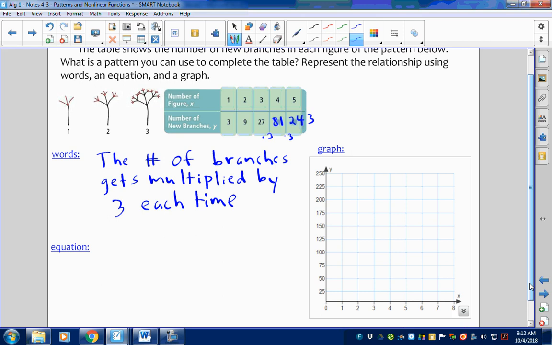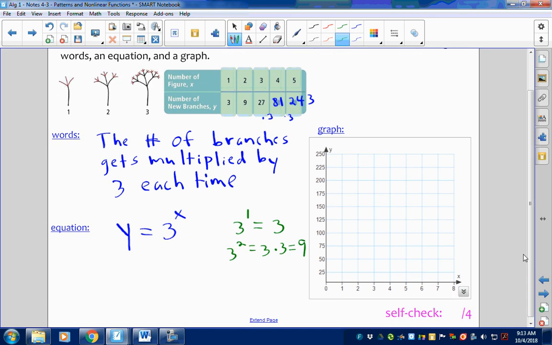It looks like this. It's y equals, the base is 3, and the power is the variable. It's 3 to the x power. Here's what that means. If I plug in 1, 3 to the first equals 3. If I plug in 2, 3 to the second equals 3 times 3, or 9. See how I got the 9 there? 3 to the third equals 3 times 3 times 3, which equals 27, and the pattern continues.